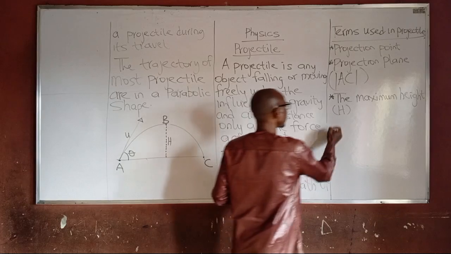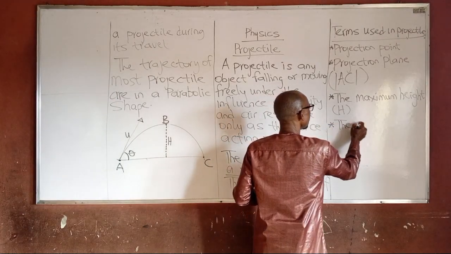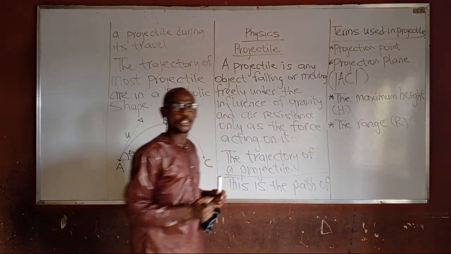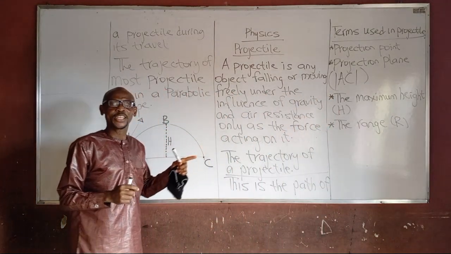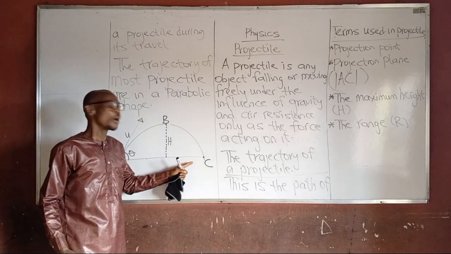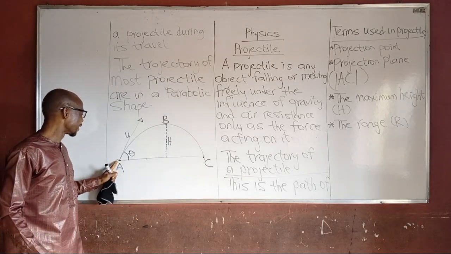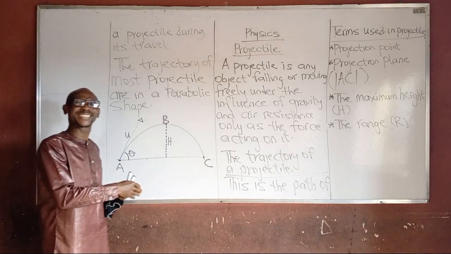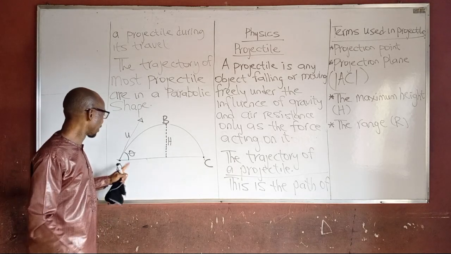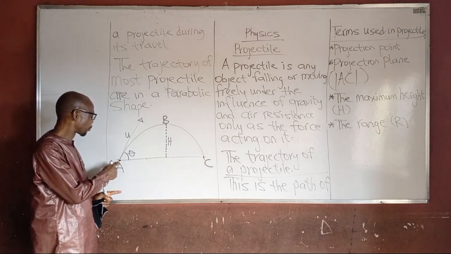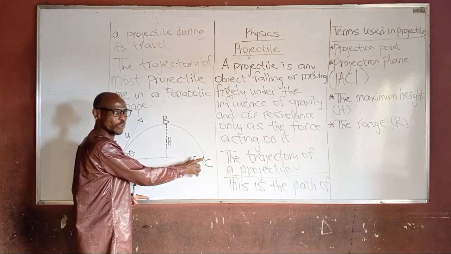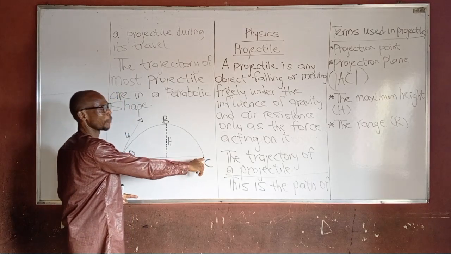Then we are going to talk about the range. The range of a projectile is the maximum horizontal distance traveled by the projectile. It can be given as what? The distance from the projection point to the point horizontally where it hits the projection plane again.